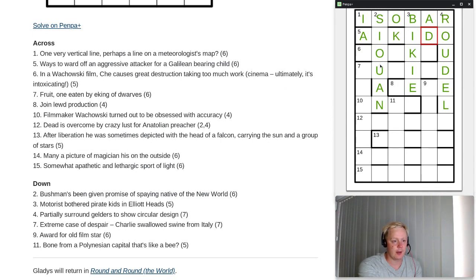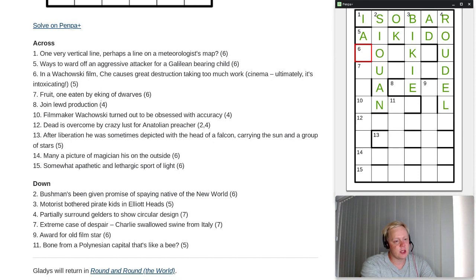So that is how 5 across works, and we didn't need to remove anything there. Let's look at 6 then. In a Wachowski film, Che causes great destruction, taking too much work. Cinema, ultimately it's intoxicating. Now that is a long clue for a 5-letter answer. And maybe important is that there is no Wachowski film with Che Guevara in it that I know of. So something is happening there.